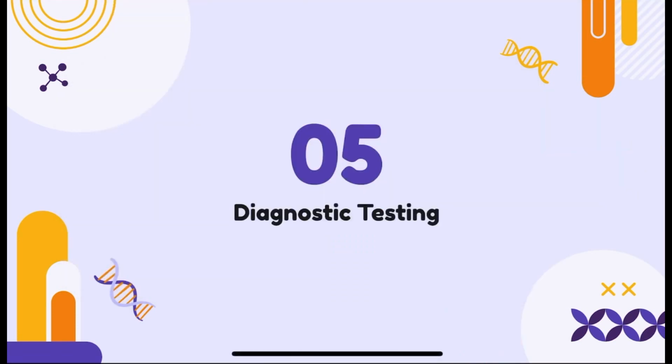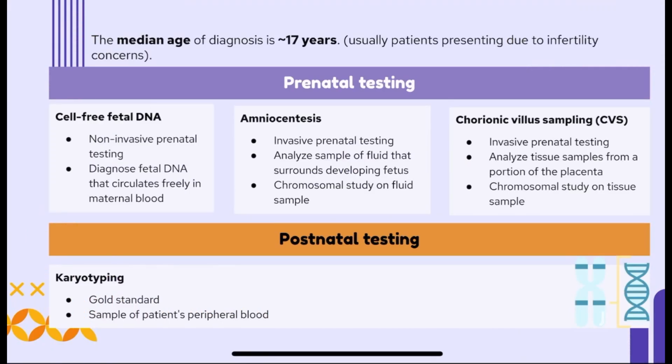Next, we carry on with diagnostic testing. The median age of diagnosis of Jacob syndrome is approximately 17 years of age, in which patients present due to infertility concern. Two diagnostic measures can be carried out. The first one is prenatal testing that will be done before delivery, and the second one is postnatal testing. A few tests of prenatal testing include cell-free fetal DNA, amniocentesis, and chorionic villus sampling (CVS). The cell-free fetal DNA test is a non-invasive prenatal test which analyzes fetal DNA that circulates freely in maternal blood.